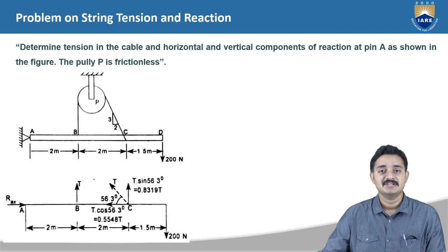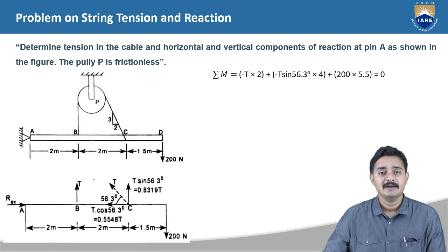The inclination of the string is given as tan inverse 3 by 2, that is equal to 56.3 degrees at point C. Using this inclination angle, the components of tension at point C are deduced as 0.8319 T in the vertical direction and 0.5548 T in the horizontal direction. The tension at point B is a vertical force. Now let us first apply the moment condition for the equilibrium of the system at moment center A, so that the tension T can be found.